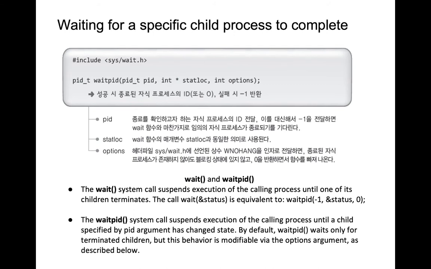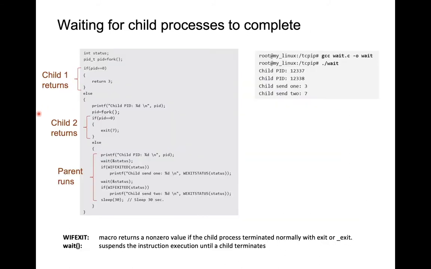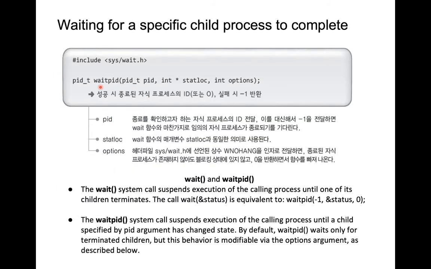So, waiting for a specific child process to complete. For the waiting, we have the sys/wait.h header file, and from there we can have two kinds of waiting. One is wait, that we just saw earlier, where we point towards the address of the child process, and the other one is waitpid. So what is the difference between the wait and the waitpid?